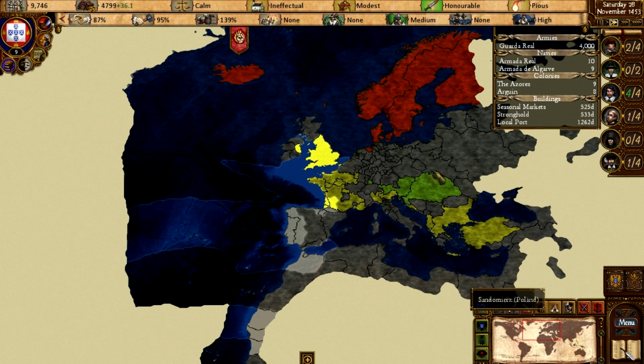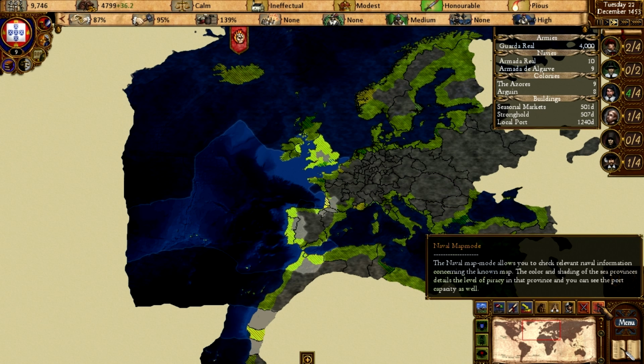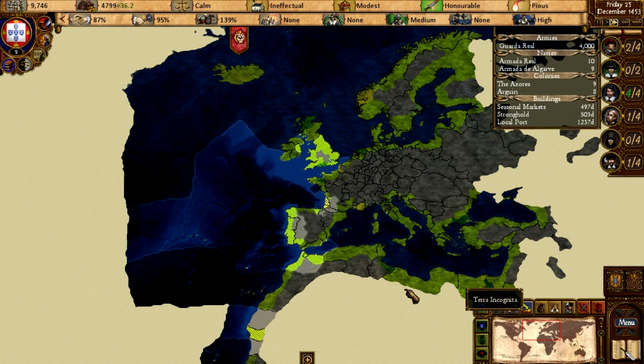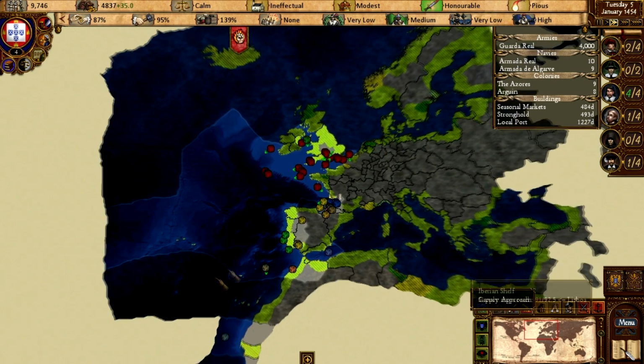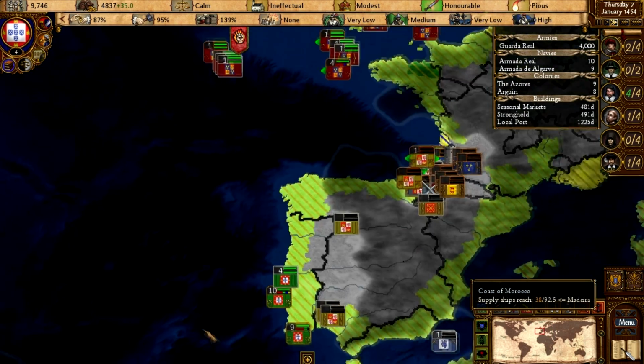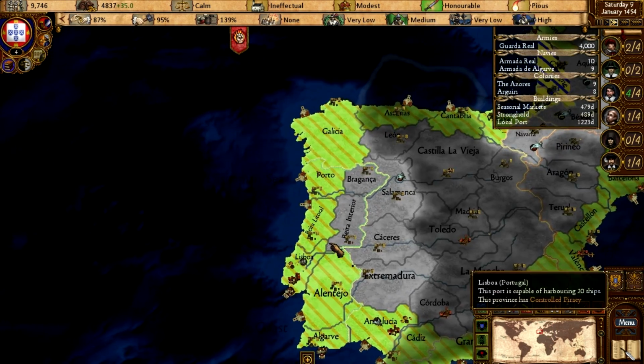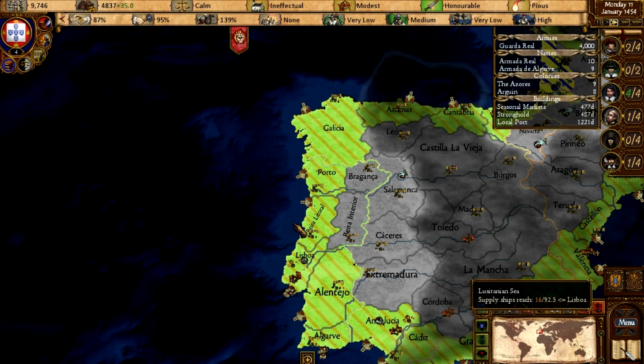Then we have the war map mode, and this shows the war exhaustion levels of countries that are at war. Here we have the naval map mode. It shows very quickly which provinces are being affected by piracy. For example, here there is uncontrolled piracy, and here there is tightly controlled piracy. So you can see very quickly which provinces are being affected by piracy, and you can take actions to fight piracy.